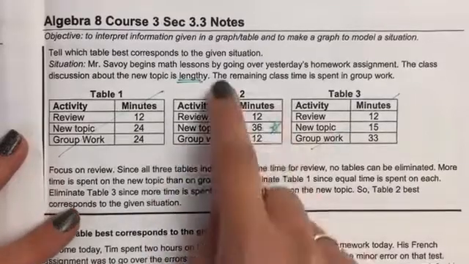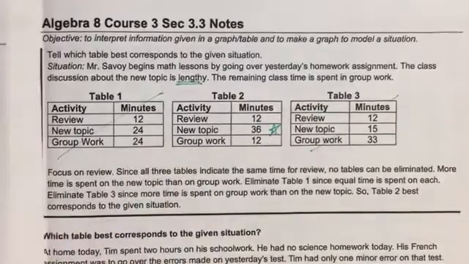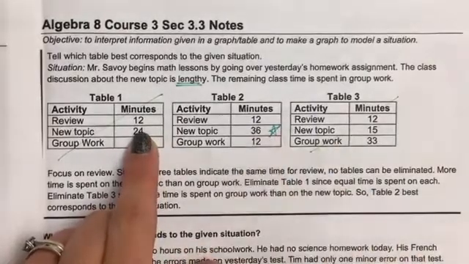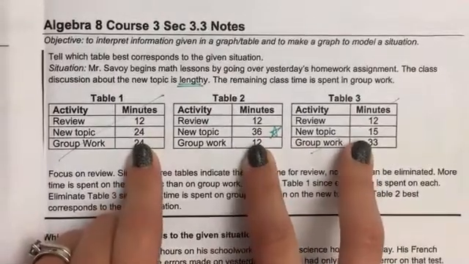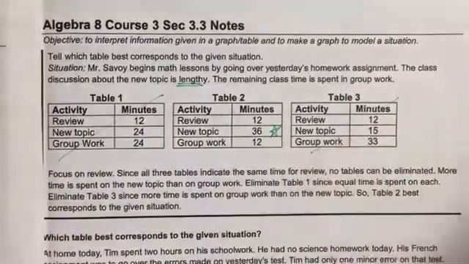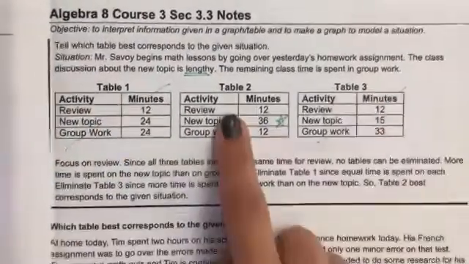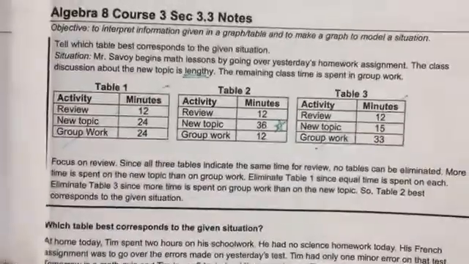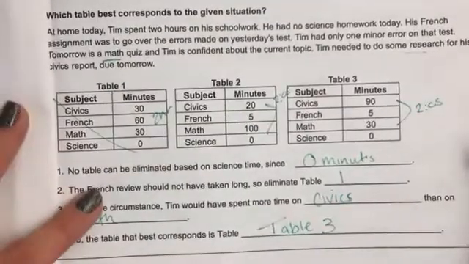It also said the remaining class time is spent in group work, so it didn't make it sound like these were equal either. And so you just pick apart things that you can and cannot rule out. The review was the same in all of them, but the new topic was not, and that is the one that they gave us the most information on. So we are able to eliminate these two and go with table 2 for our answer. So this basically just wants you to read the information and pick out the other stuff that can pinpoint which one goes with it.